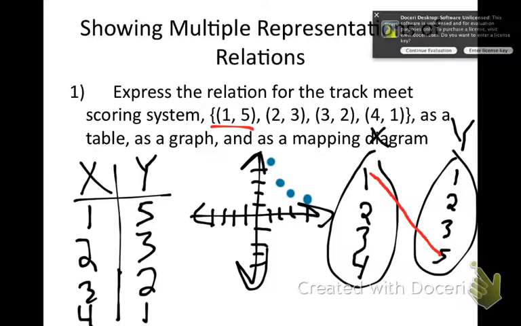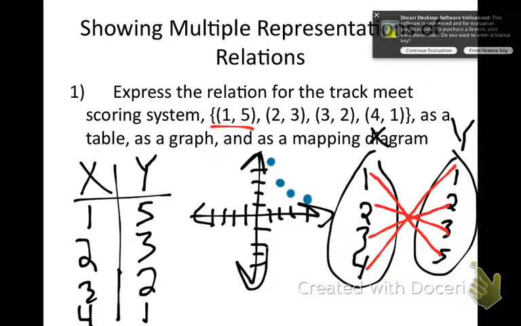Same, 2 goes to 3, so I put a line from 2 to 3. 3 goes to 2, I put a line going from 3 to 2. 4 goes to 1, I put a line from 4 to 1. That's a mapping diagram. It just shows how one point gets to the other.